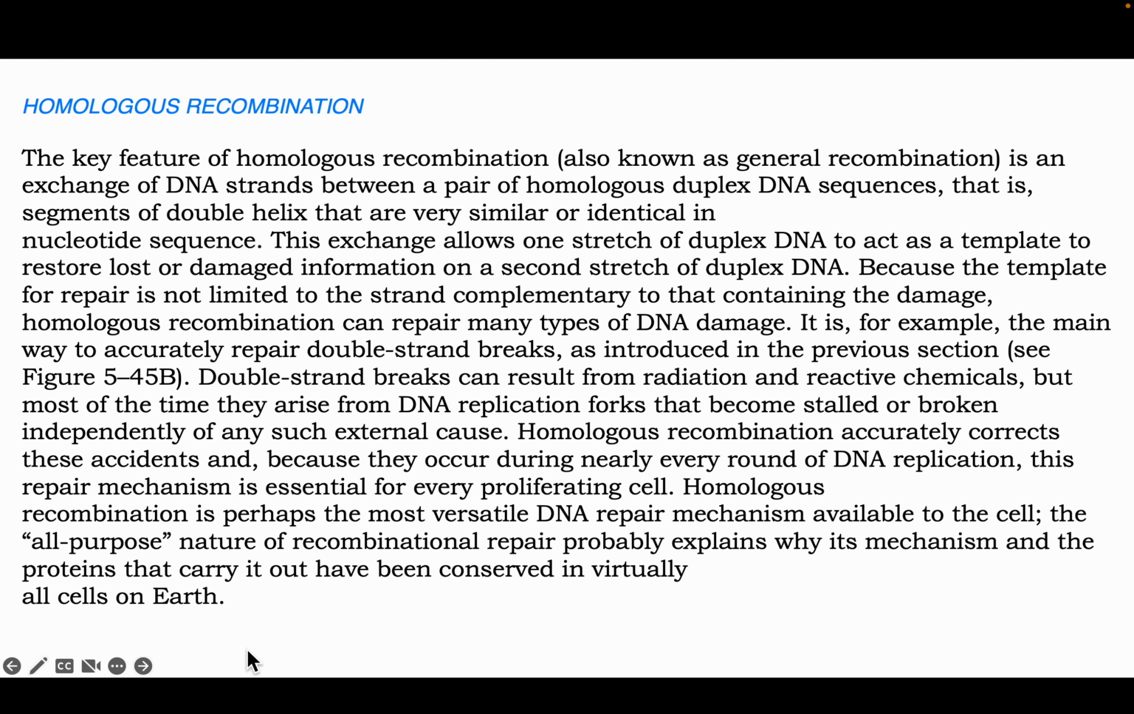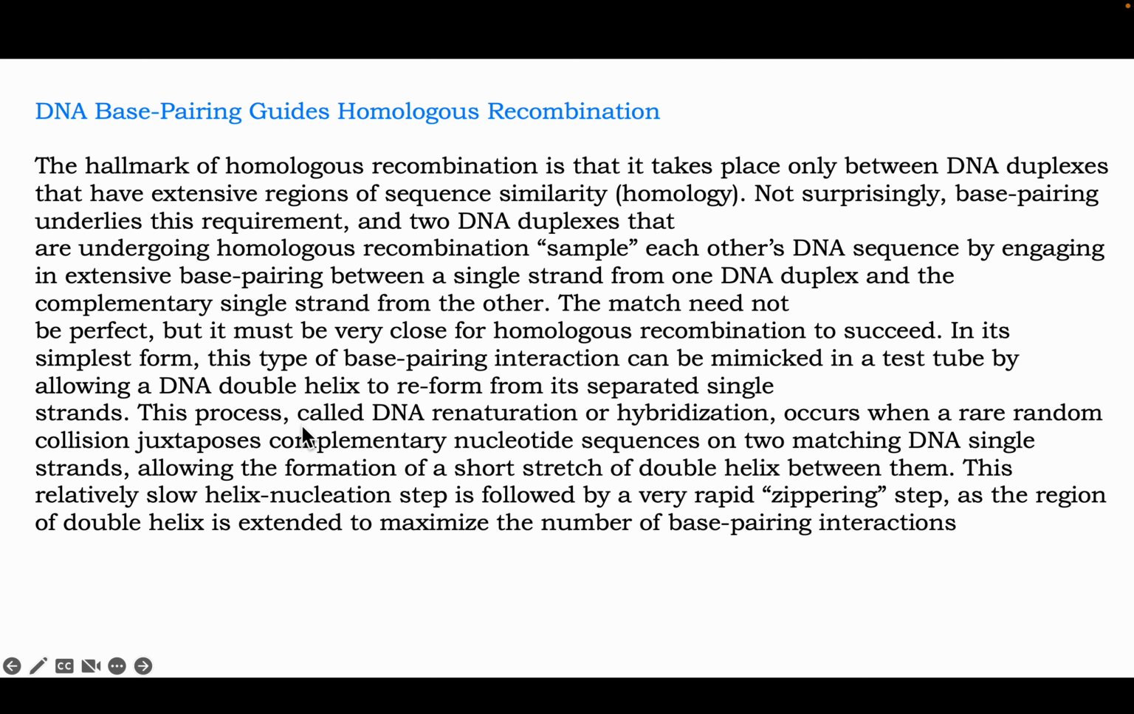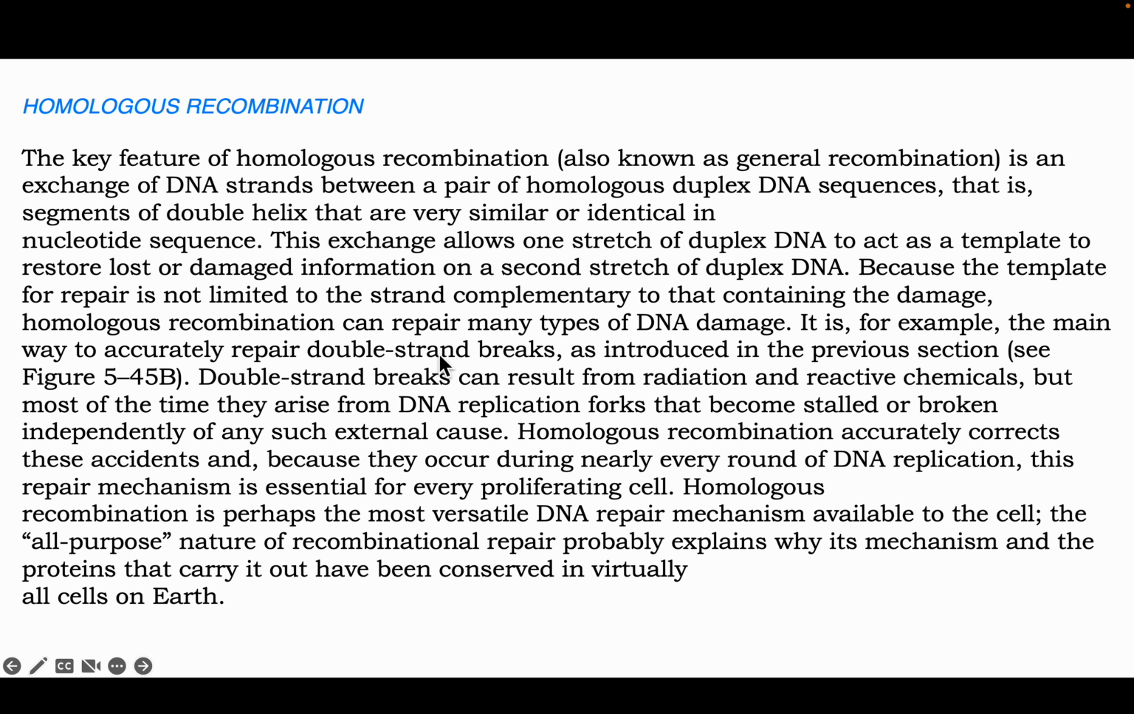Now, as we were talking about homologous recombination and crossing over, we have to understand how this is happening. The key feature of homologous recombination, which is also known as genetic recombination, is an exchange of DNA strands between a pair of homologous duplex DNA sequences. That is, segments of double helix that are very similar or identical in nucleotide sequence.